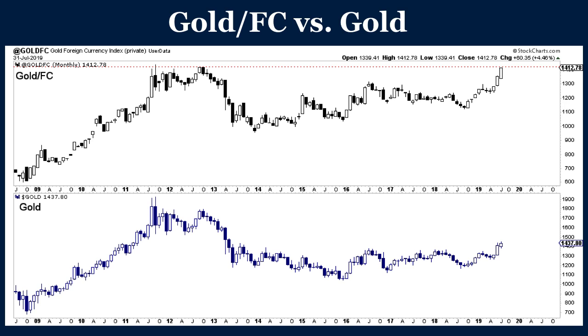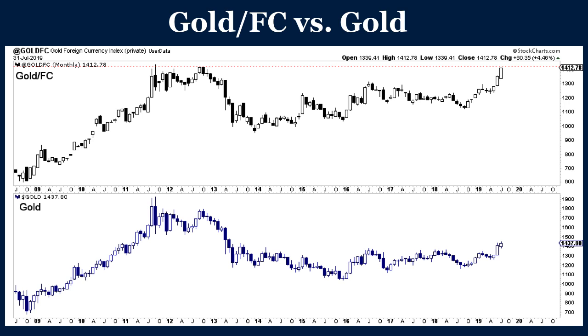Now, these are monthly candle charts. So gold against foreign currencies closed July near 1413. Now, the all-time high as far as the monthly close occurred in Q3 2012 at 1418. So gold against foreign currencies was only $5, about 1/3% off an all-time high in monthly closing terms. But this close was the second highest monthly close ever.